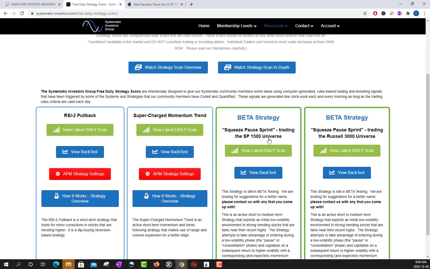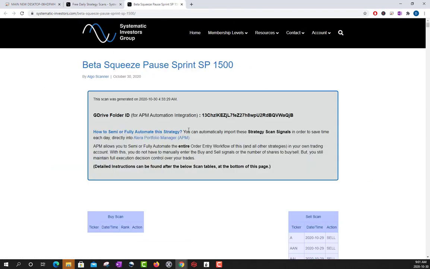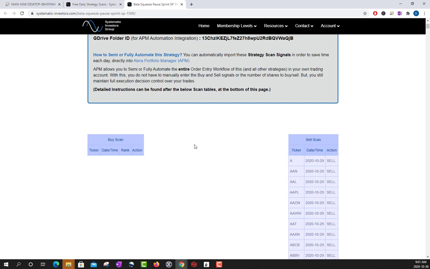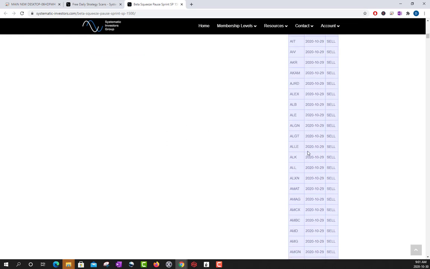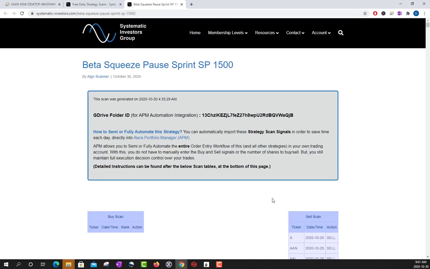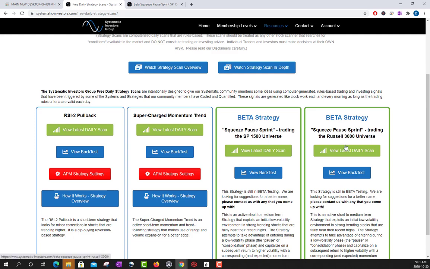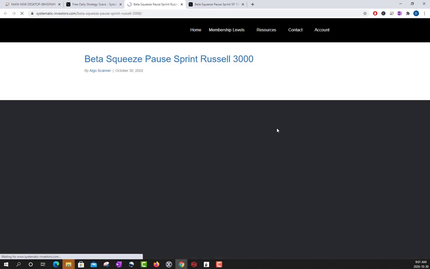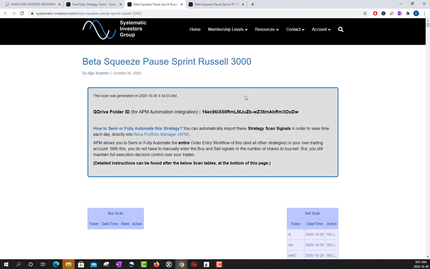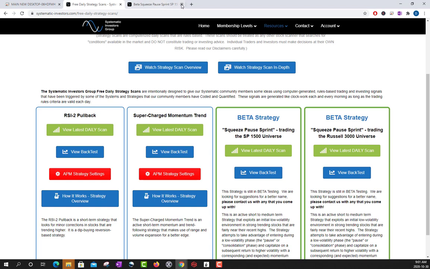So you can see the daily signals by clicking on the view latest daily strategy scan or view latest daily scan buttons on each. Today we don't have any buy signals just because of the way the market has been behaving, but we have a lot of sell signals. So if you have some of these in your portfolio, you'll get the signal to sell the ones that need to be sold. And the same for the Russell 3000. There are no buy signals for today.